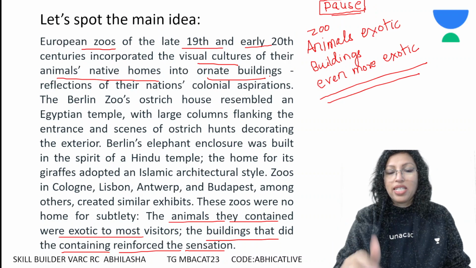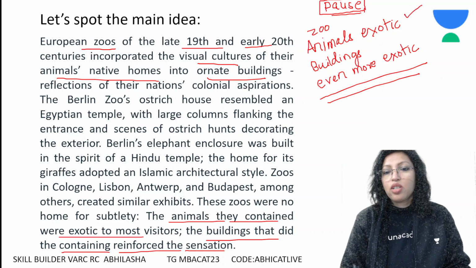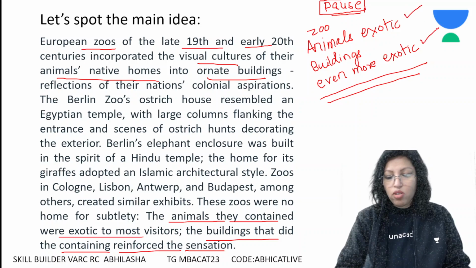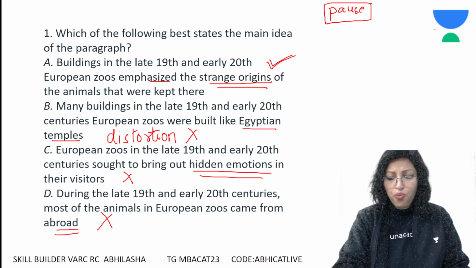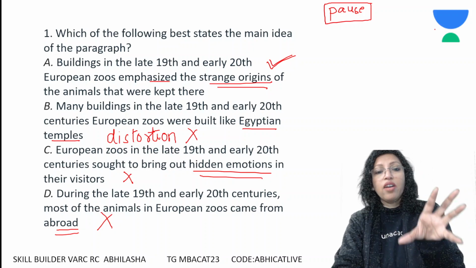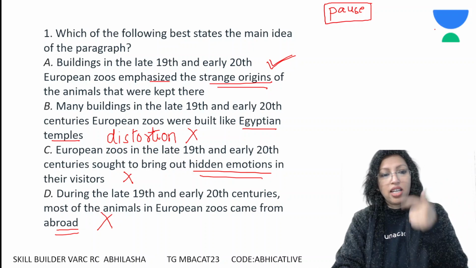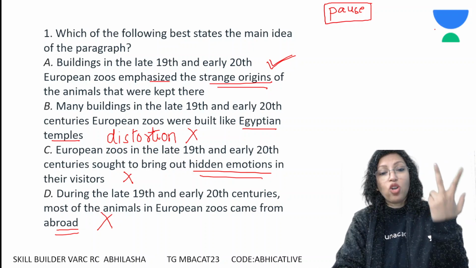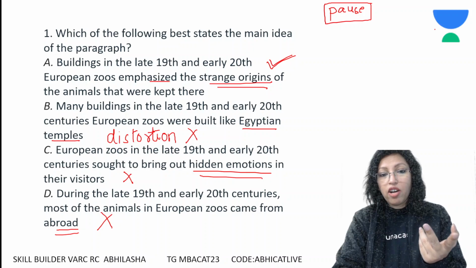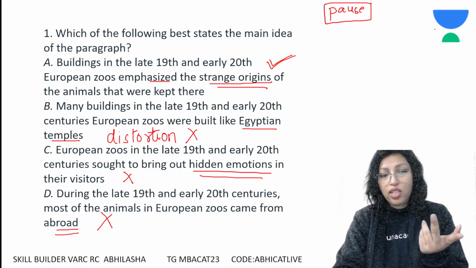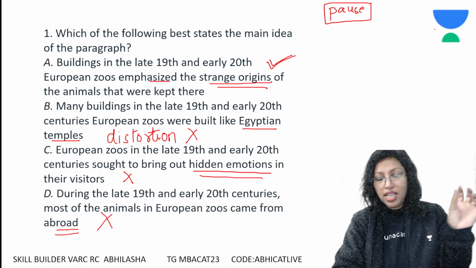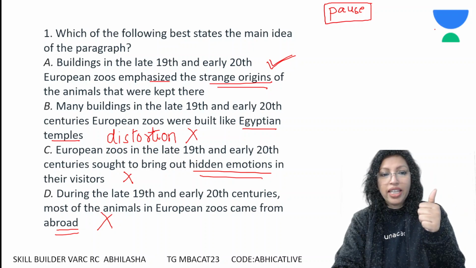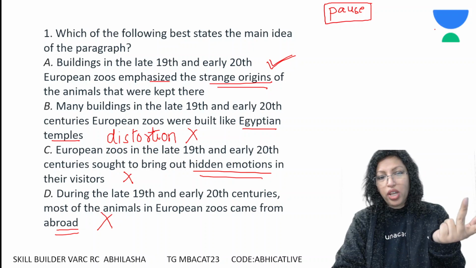If we go back to the passage, the zoo animals were exotic, the buildings were even more exotic. Exactly what we have said here also. So the correct main idea will be talking about buildings. They talked about the animals and they talked about the strangeness of the origin, or the exoticness of the origins of the animals. Right? See, all the three characters were picked up: buildings, animals and the strangeness.